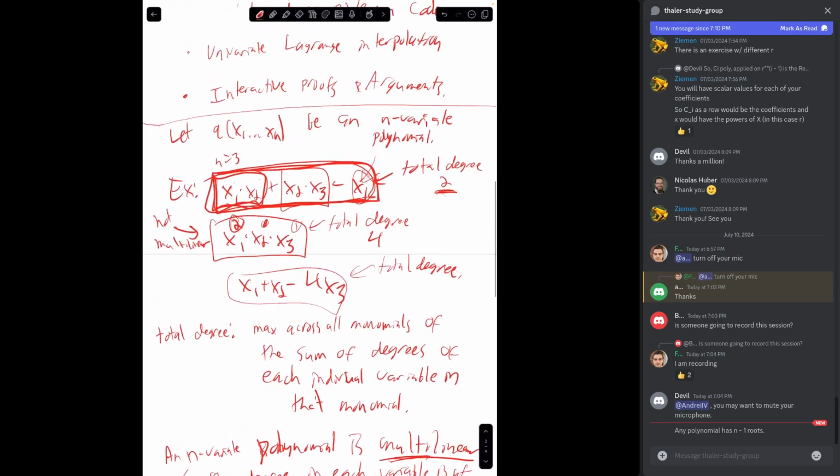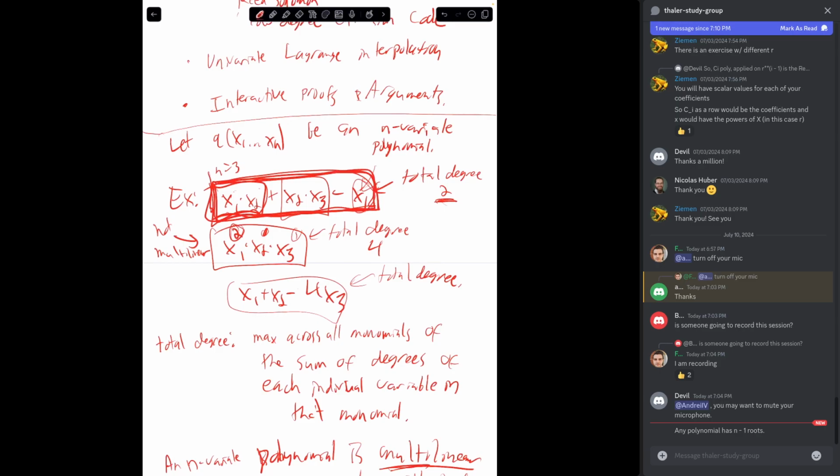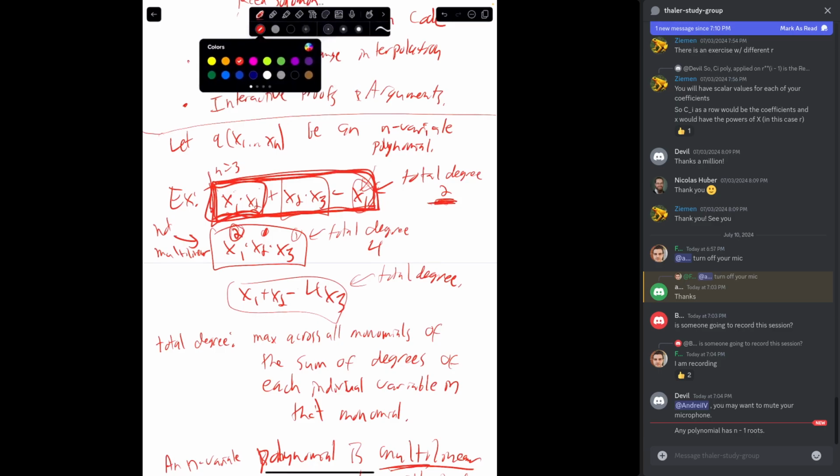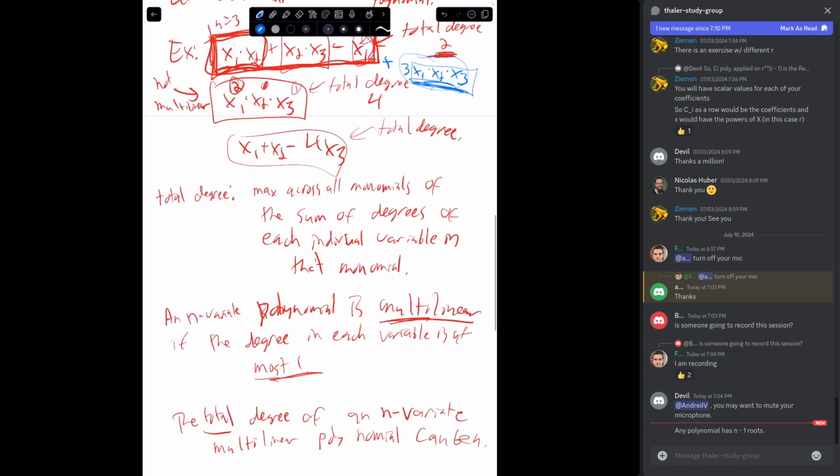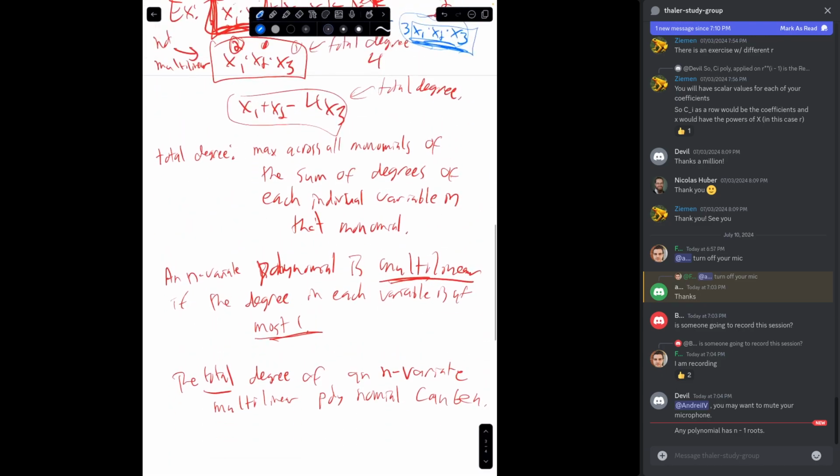Right, so here is a 3-variate multilinear polynomial which has total degree 2, but if I added another term to this polynomial, say 3x1 times x2 times x3, now the total degree would go up to 3. The point is, this has degree 1 in each variable, but there are 3 variables. So the total degree of something that has 3 variables and is multilinear can be up to the number of variables, which is 3. Okay, so mostly total degree is what's going to matter.